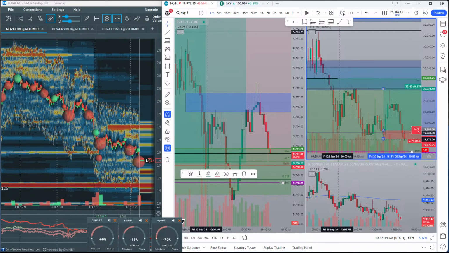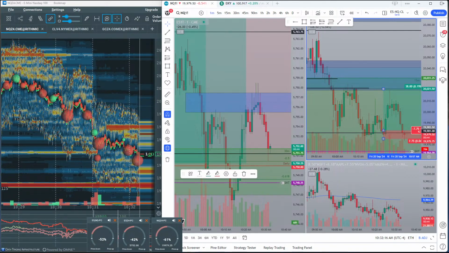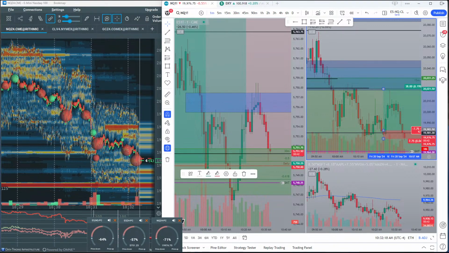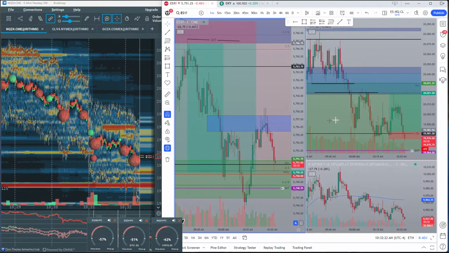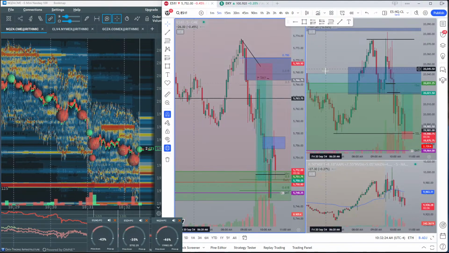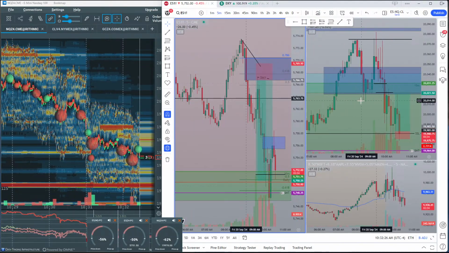Yeah, right to it. Alright, no worries. Small losses. We had that bigger win before. So we're just going to wait right now. Wait and see what the market wants to give us.